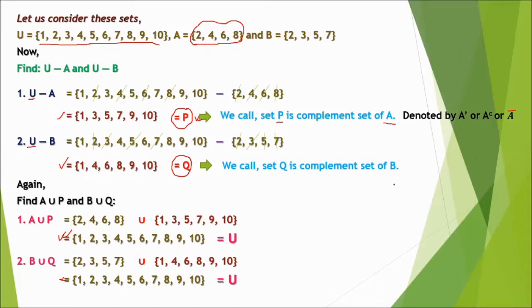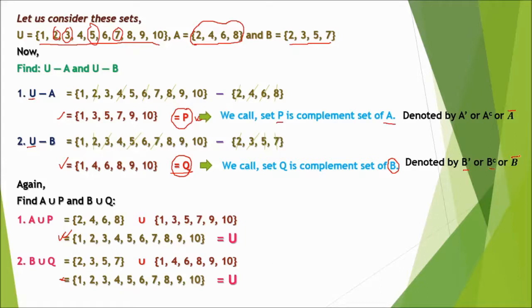And here also, after B takes a few elements like 2, 3, 5, and 7, a vacancy is created, isn't it? 2 is taken, 3 is taken, 5 is taken, and 7 is taken by B. So there are other elements remaining, and they are taken by Q. So Q complements B. With the help of Q, B is fulfilled. B and Q combine together and form a universal set. So it is denoted by B prime, B^C, or B bar.